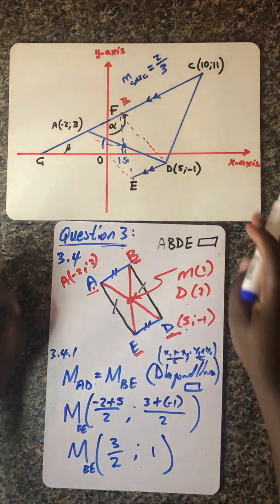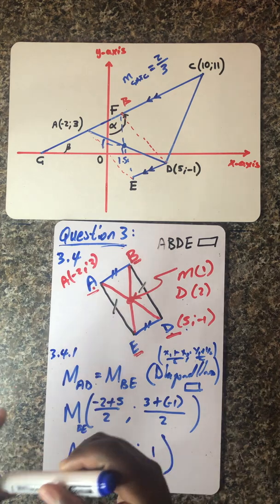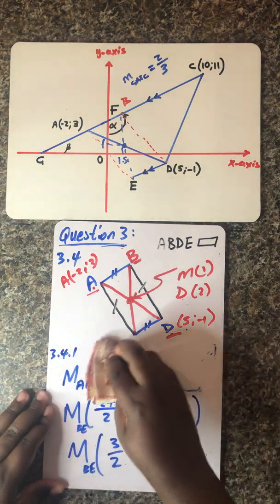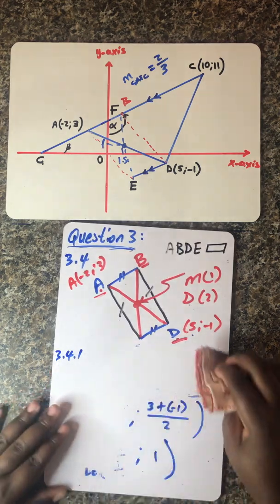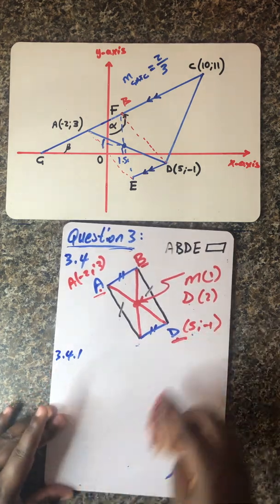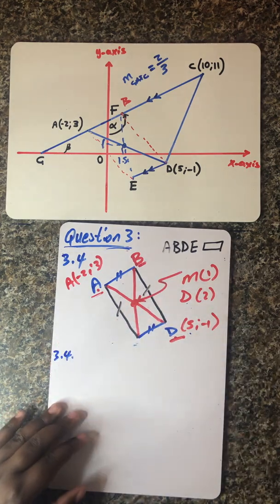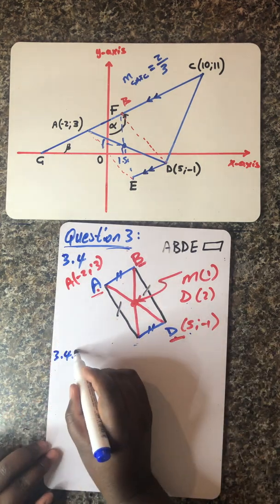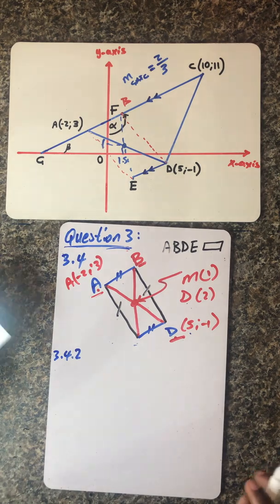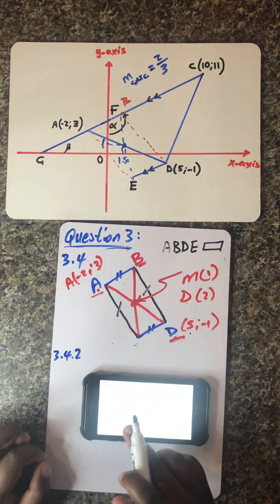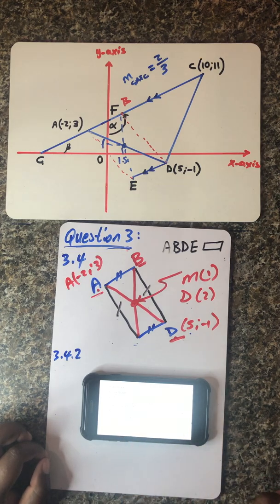Okay, so ladies and gentlemen, let's now move to the next question. The next question is also not that complicated. It should be an easy one. So we are now moving to question 3.4.2, and the question says calculate the length of diagonal BE.